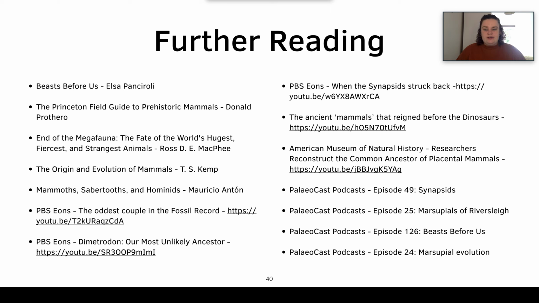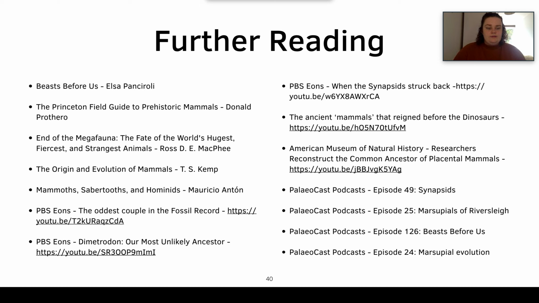And we now have some further reading. A really useful book is The Beasts Before Us by Elsa Panciroli, which I have somewhere down here. It's a really good introduction to early synapsids and mammalian evolution. We have The Princeton Field Guide to Prehistoric Mammals, another great book. The End of the Megafauna by Ross MacPhee. The Origin and Evolution of Mammals. These are all really great. And then we also have PBS Eons videos and Palaeocast podcasts.